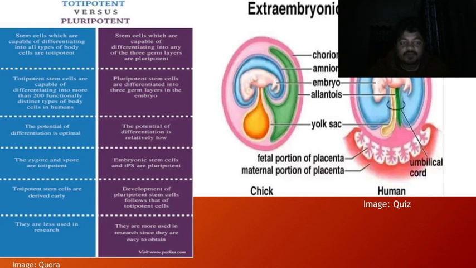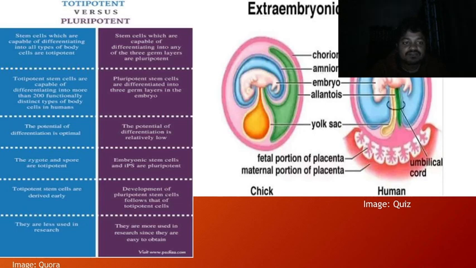The zygote and spore are totipotent. This is the example, the zygote and spore. And embryonic stem cells are what? The inner cell mass, or the iPSCs. We will talk about that. It's induced pluripotent stem cells. Totipotent stem cells are derived early in the developmental process, but pluripotent stem cells follow the totipotency. They will be produced in the next step.